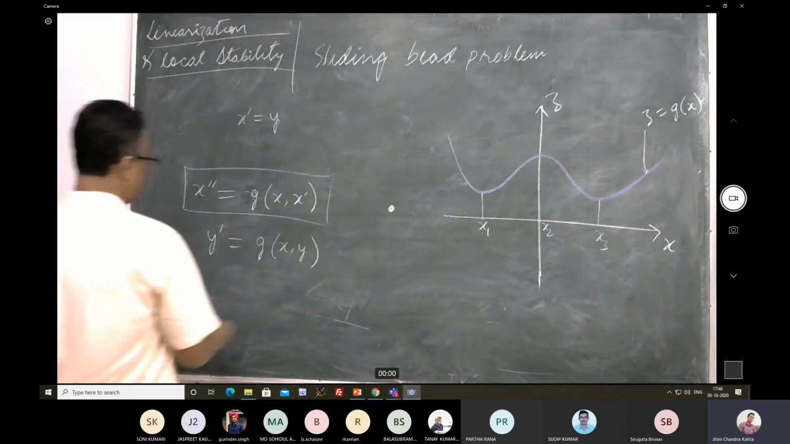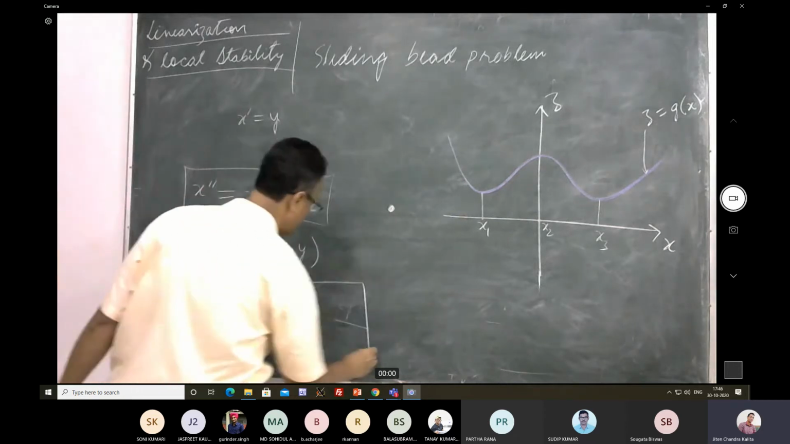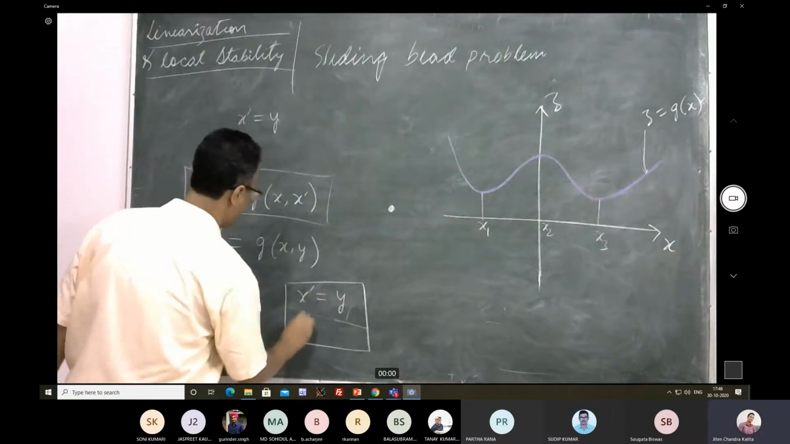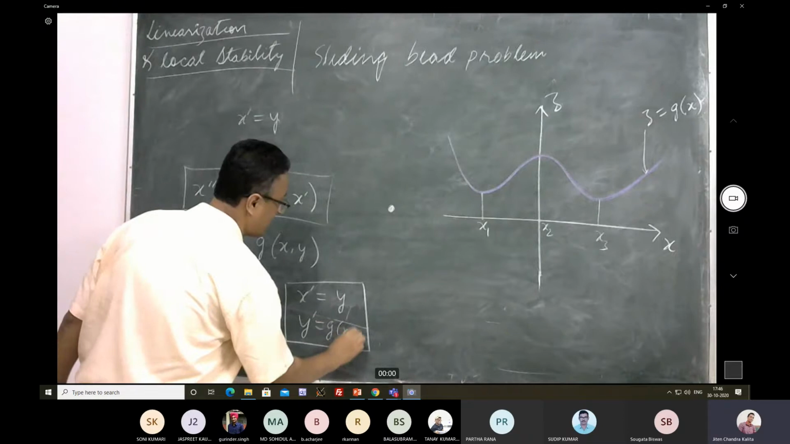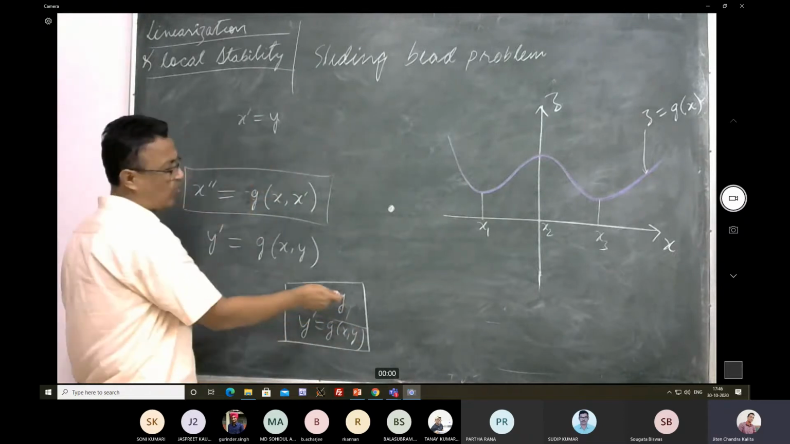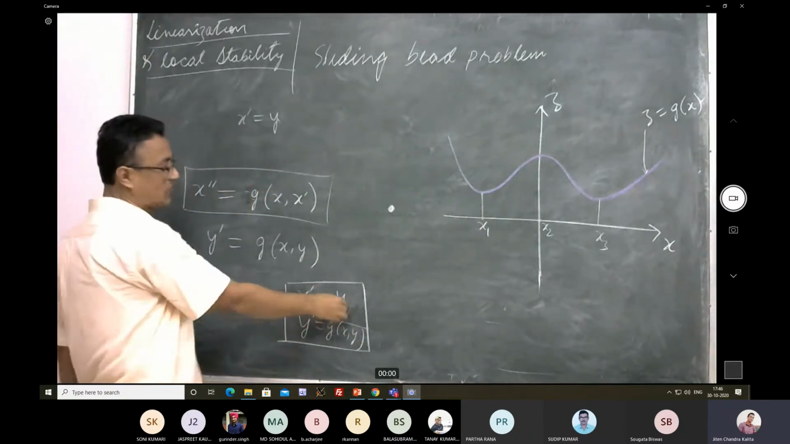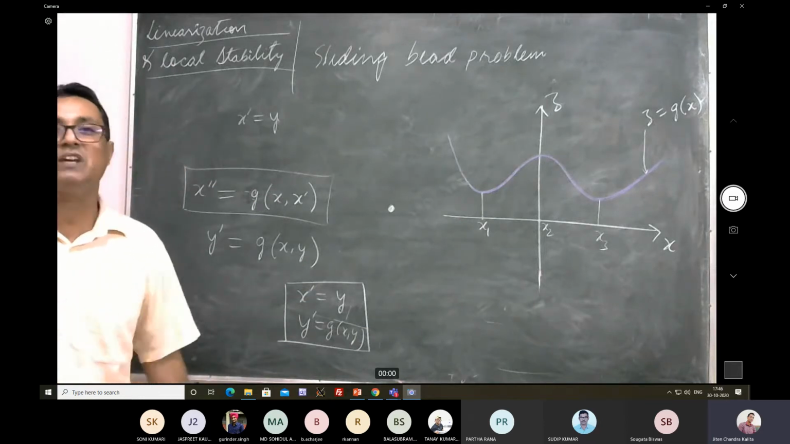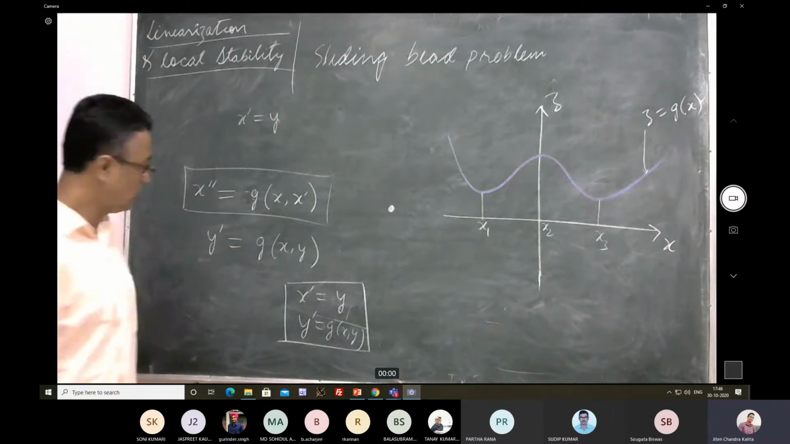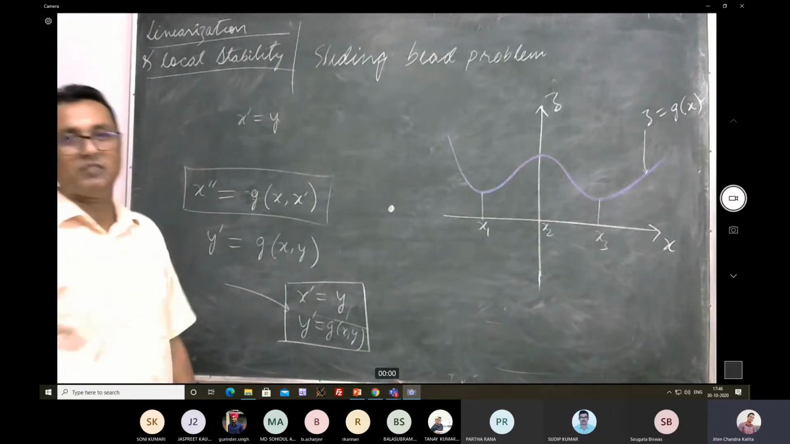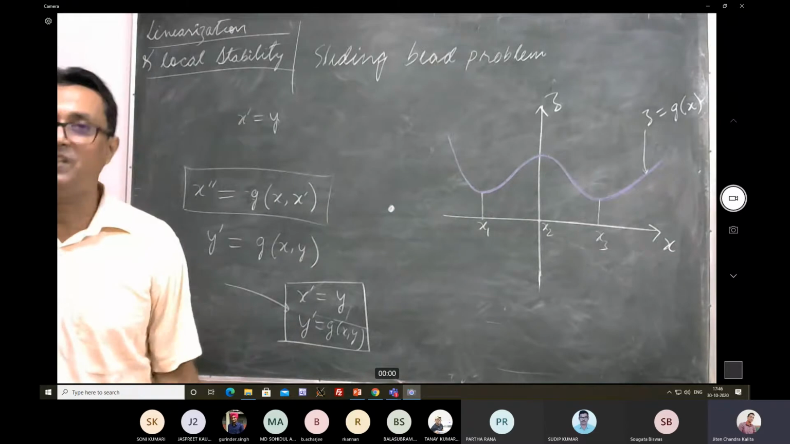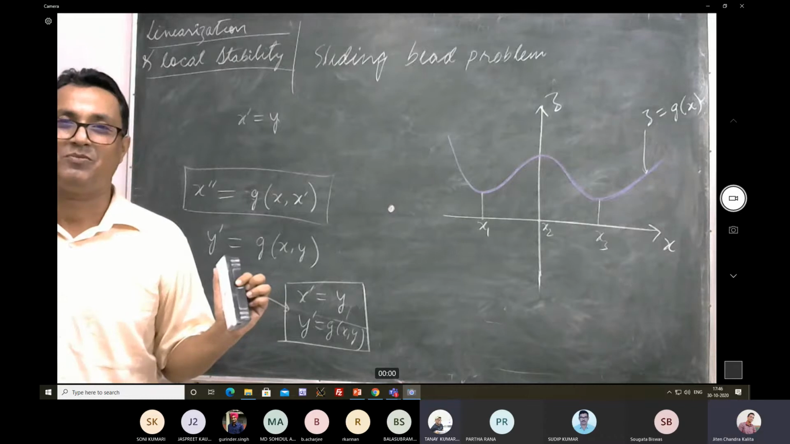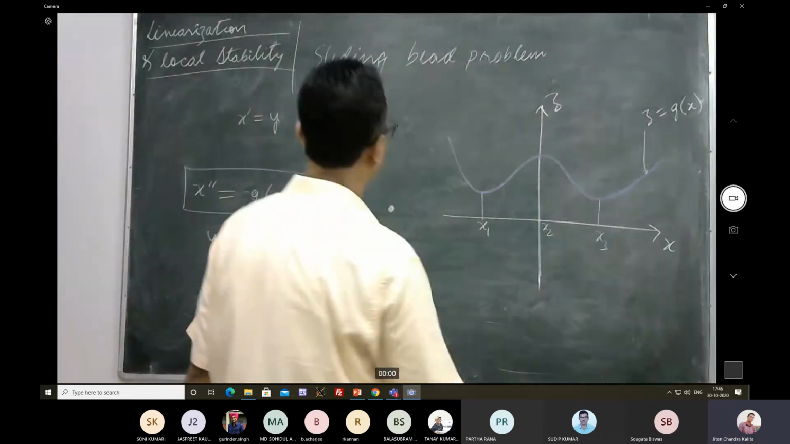So that means I have a plane autonomous system given by x prime equal to y and y prime equal to g of x, y. See, this y is also a function in x and y, isn't it? It is something like f of x, y now, although the value is simply y. So this describes a plane autonomous system. Is it okay with everybody? Yes, sir.